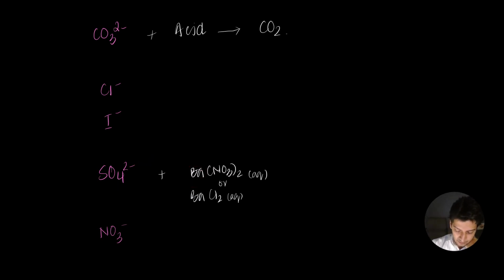And if you see a white precipitate forming, which is going to be barium sulfate, you don't have to know that, you just have to identify the result. That's a positive test for the sulfate ion. I'll just write it in brackets.